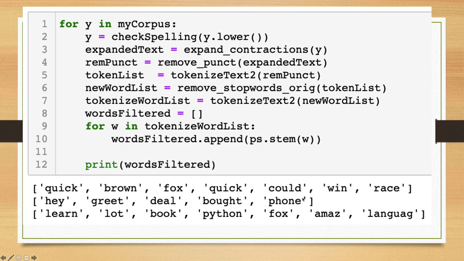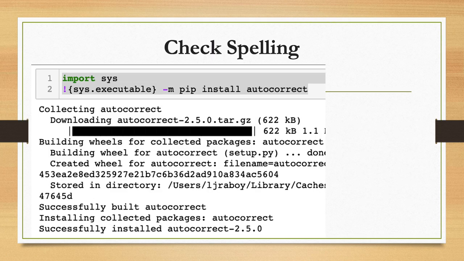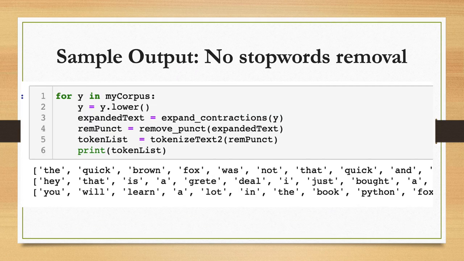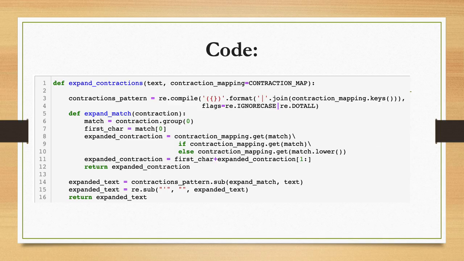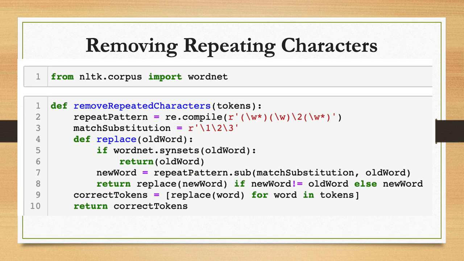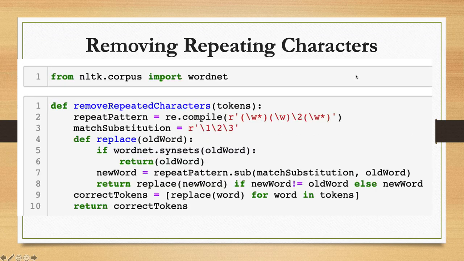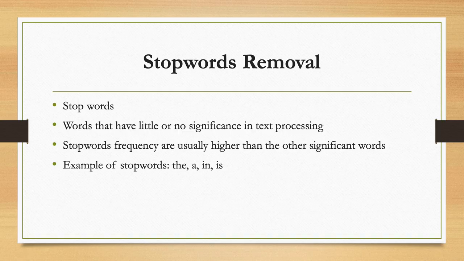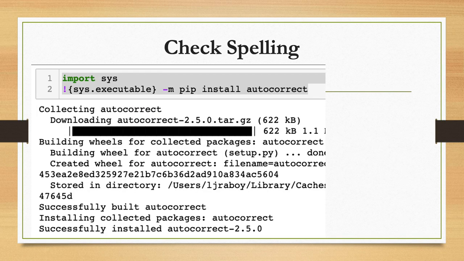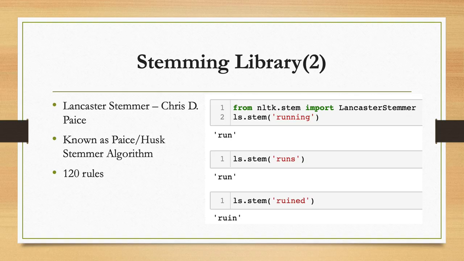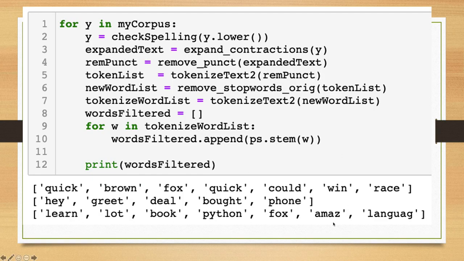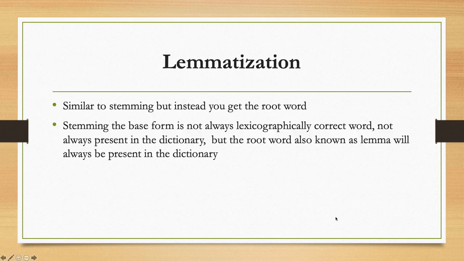Let's try to look at the original output. So what do we have here? It's only the word amazing. When you try to stem, you have the word amaz and also the language.